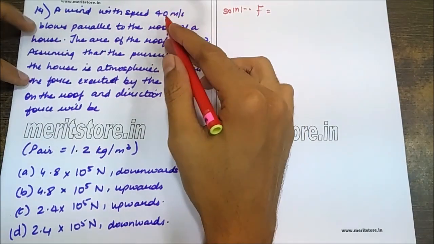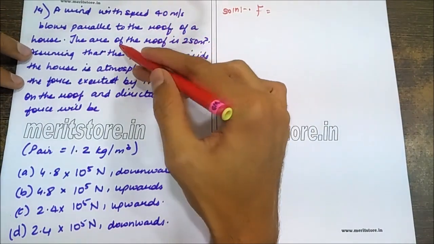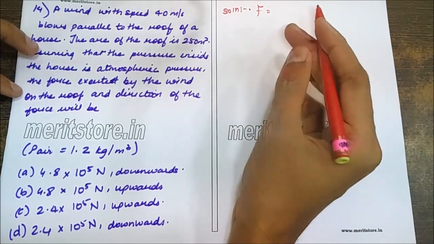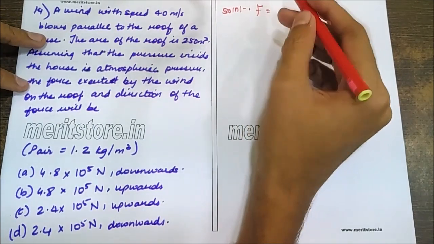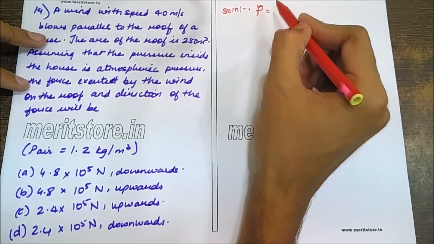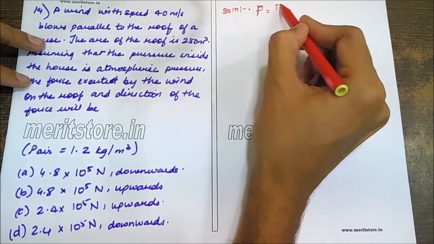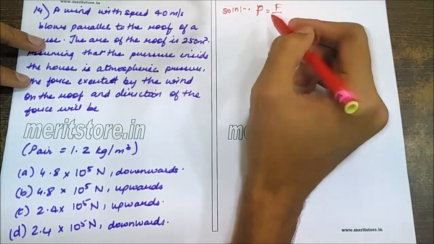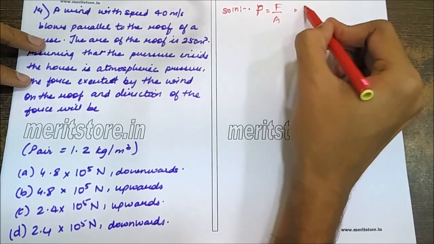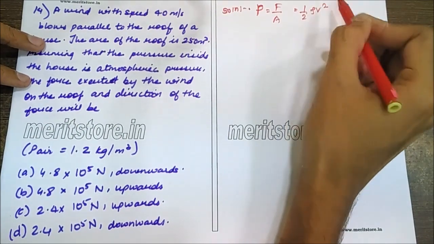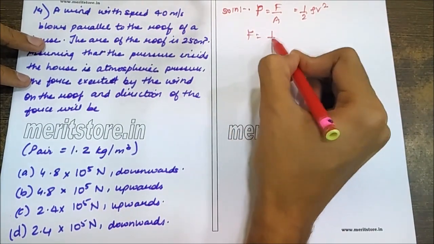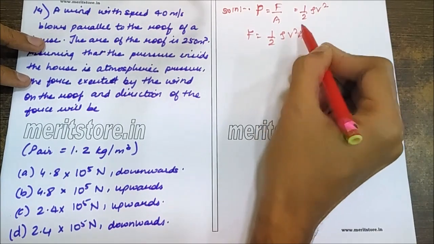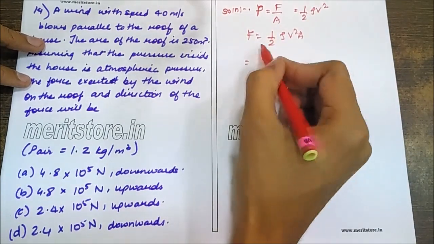So we are given the speed of the wind and the area of the roof. Firstly we need to find the pressure applied by the wind on the roof, which is the amount of force applied per unit area, so that will be half rho v square. So the equation in terms of force becomes half rho v square into the area.